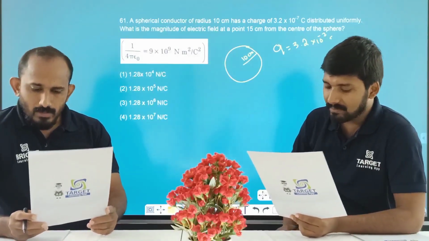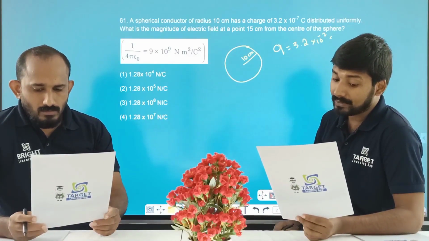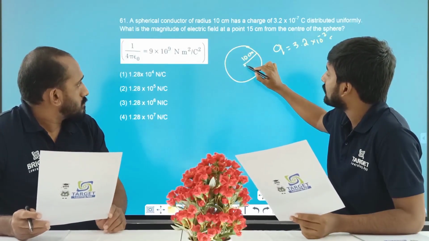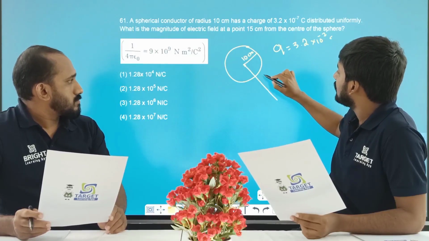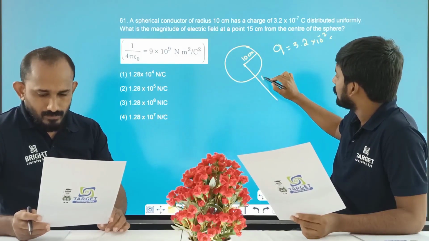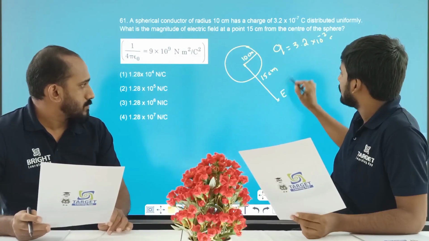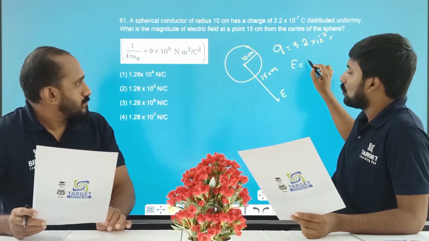What is the magnitude of electric field at a point 15 cm from the center of the sphere? So you want to find the intensity of the electric field 15 cm from the center of the sphere. It's a direct question, I think. So you want to find the intensity at this point. The expression is E is equal to 1 by 4 pi epsilon.